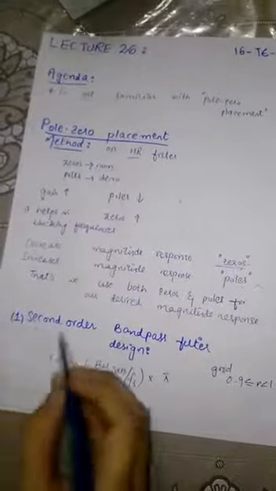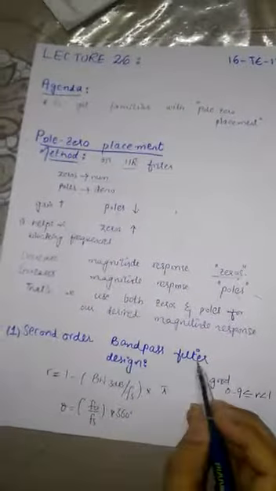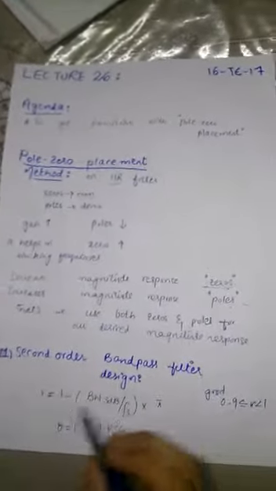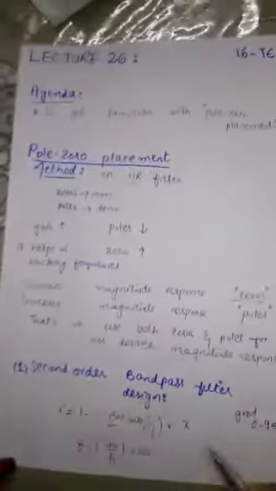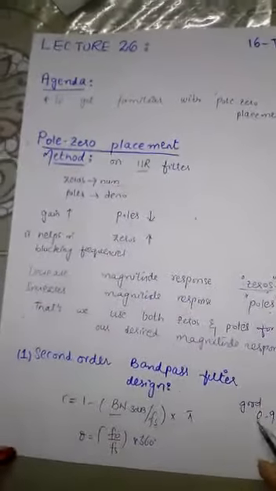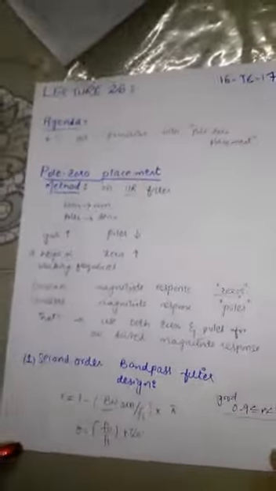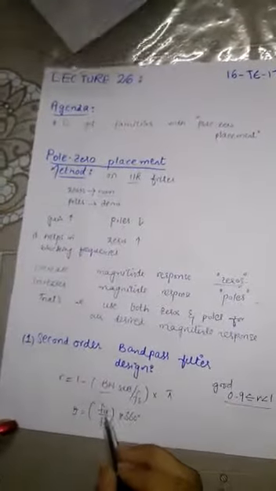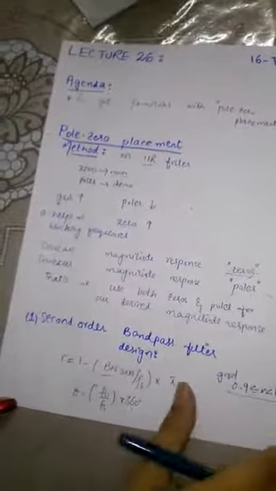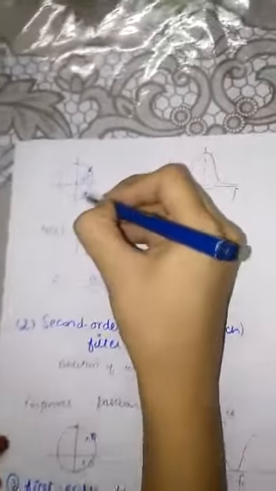Now I will discuss some filters. Number 1, the second order band pass filter design. The formula for R in this case is 1 minus bandwidth in radians over fs, which is the sampling frequency, multiplied by pi, and it is good for the range 0.9 to 1. For theta in degrees we divide f naught by fs and multiply by 360 degrees. In this case we have a pole at 45 degrees.